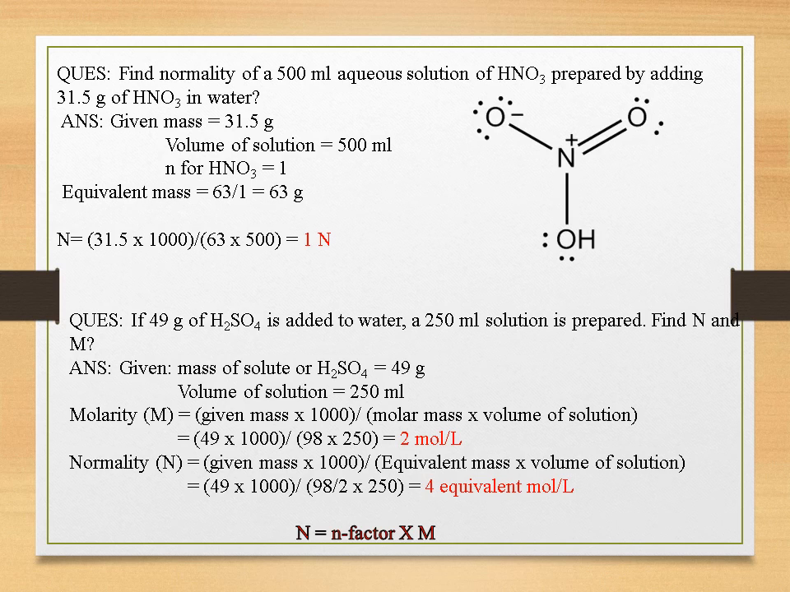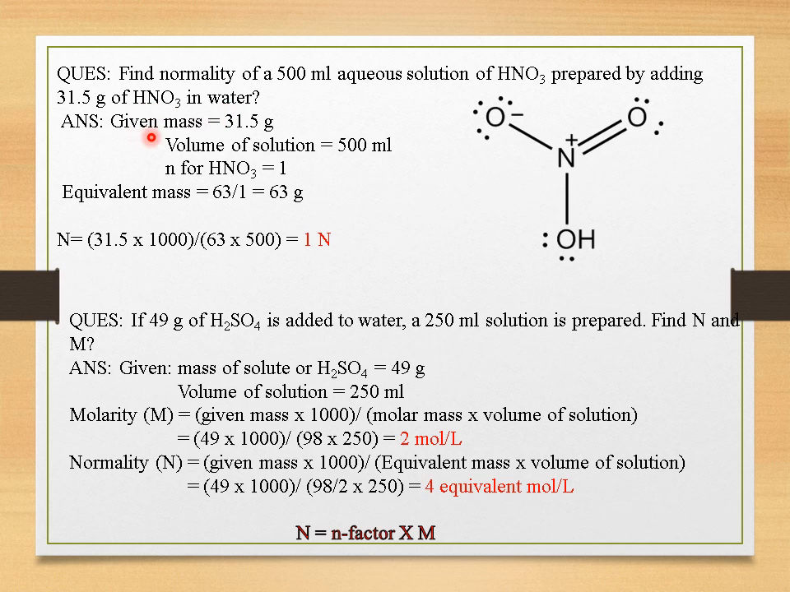Through certain questions, I'll help you understand what I mean by normality and how you can calculate it. The question says: find the normality of a 500 ml aqueous solution of nitric acid, HNO3, prepared by adding 31.5 grams of HNO3 in water. So what is given to me?